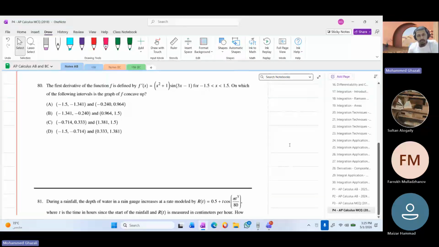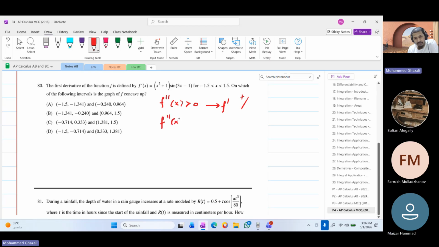Look, we got a problem because of -1.5 and 1.5. What about the other values they're giving us? So the graph of f being concave up means f double prime of x is greater than 0. Greater than 0 means it's concave up. It means I'm looking for where f prime is increasing.